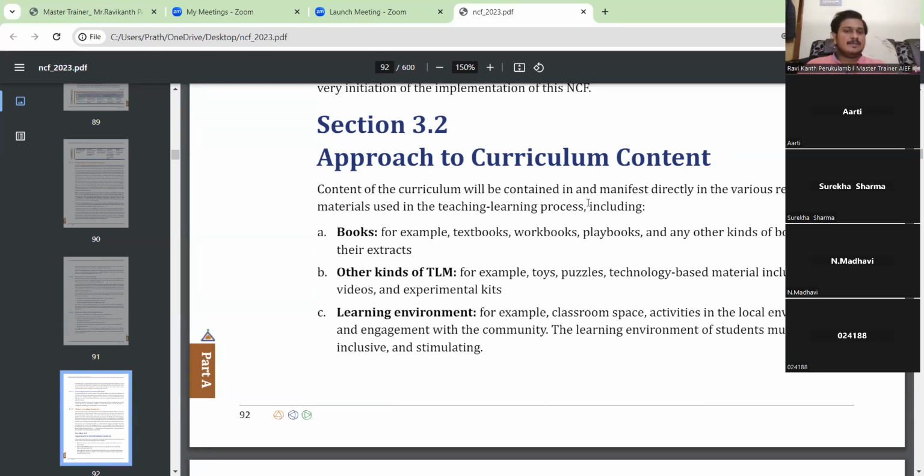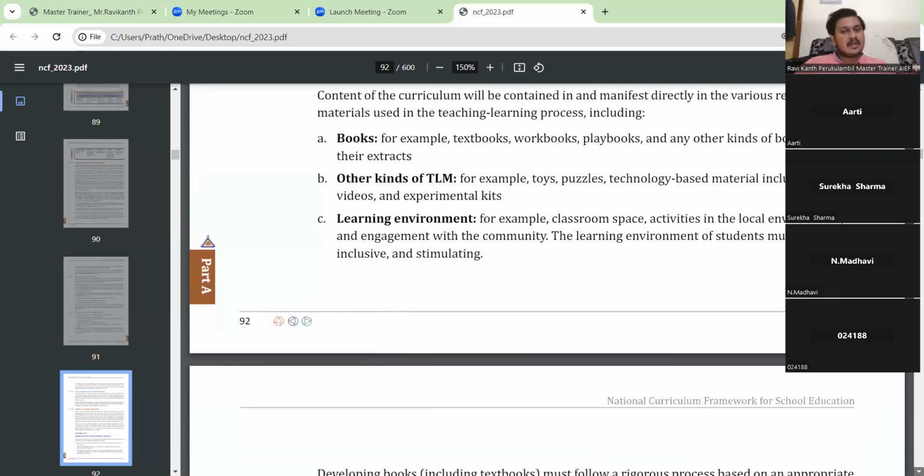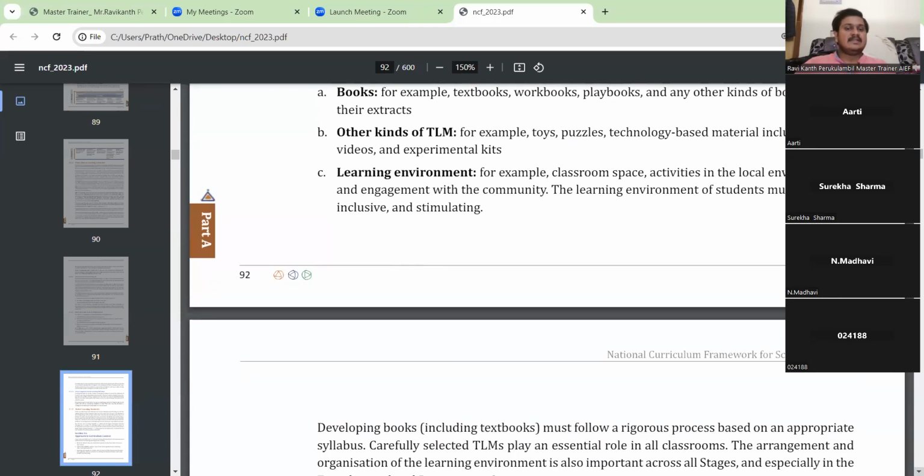The first thing is books. For example, textbooks, workbooks, playbooks, and any other kind of books and their extracts are also considered as curriculum content. Apart from that, other kinds of TLMs, toys, puzzles, technology-based material, including videos and experimental kits are also considered as curriculum content. Third one is learning environment, which is also considered as curriculum content. For example, classroom space, activities in the local environment, engagement with the community.